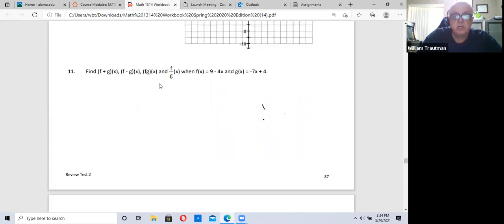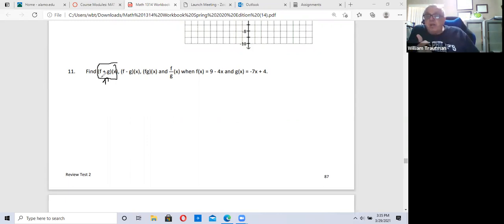Okay, there will be 1 or 2 of these on the test. Pretty much all the types of problems I'm doing will be on the test. So we have these 2 functions, and if you look, you can add these functions, you can subtract them, you can multiply them, you can divide them. Here we're adding them.